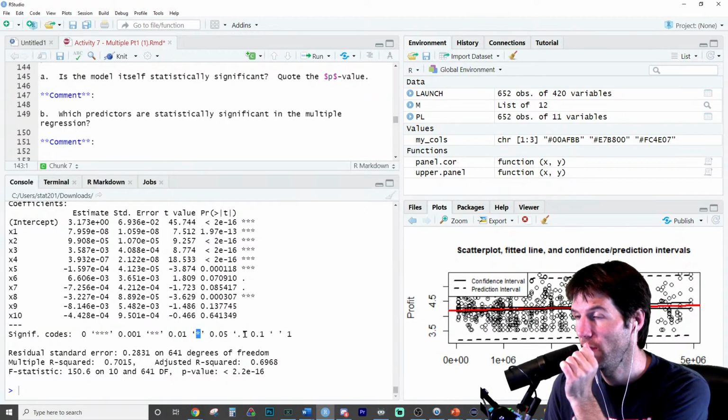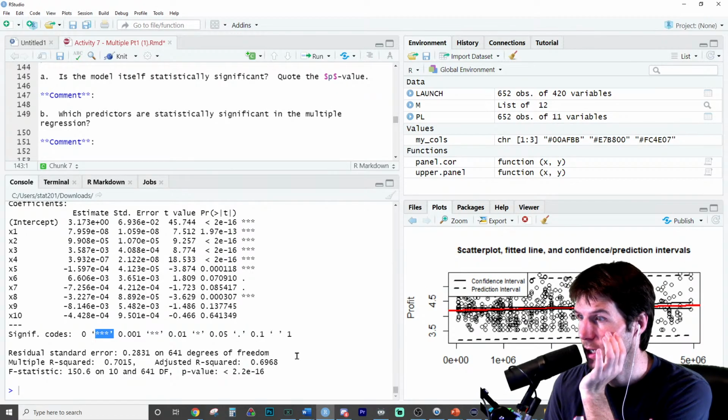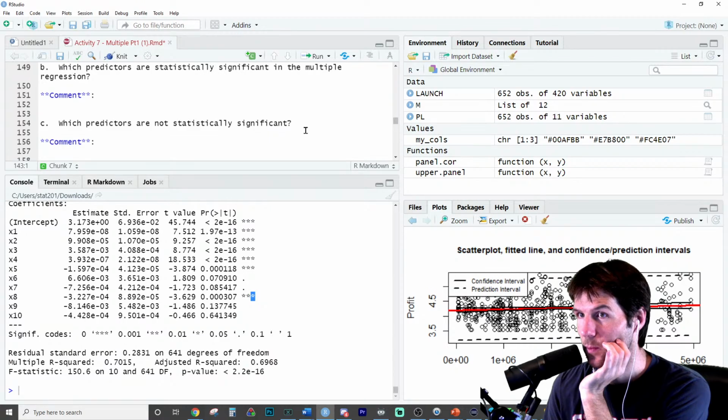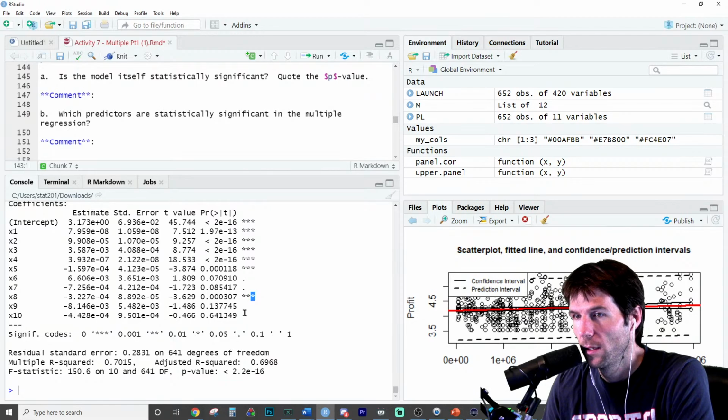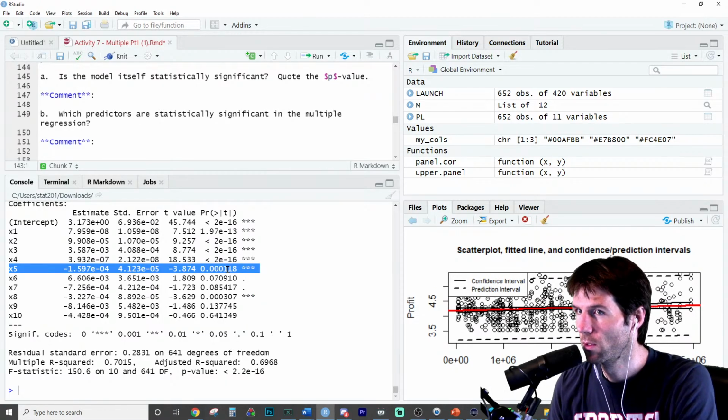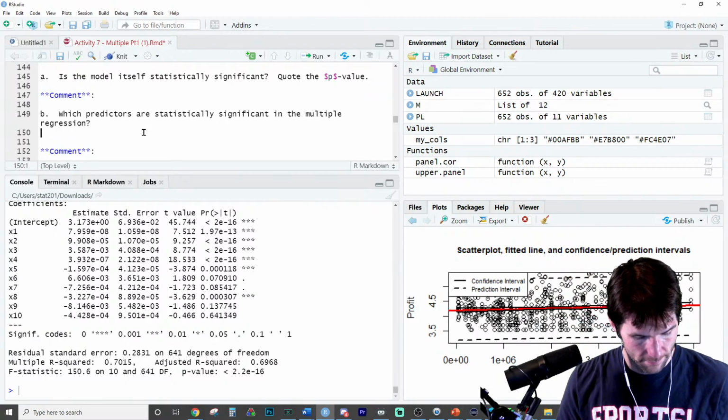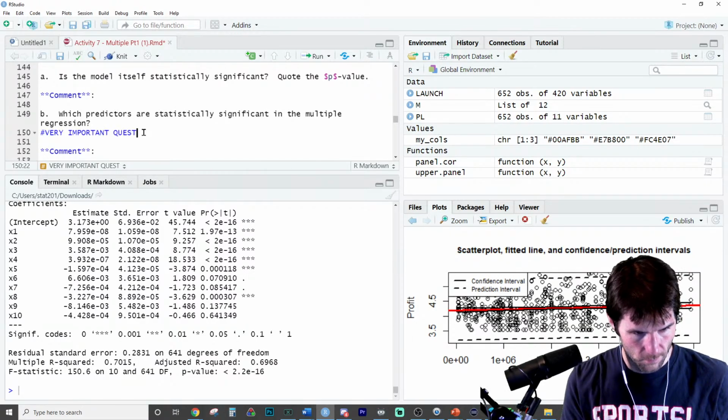So the 1 star is when you have at least a 0.05. The 2 stars when you have at least a 0.01. And the 3 stars is going to be when it's 0.001. So p-values between these ranges are going to have these denotations. So a really quick way to look at it is, does it have stars? And then what does this mean? We need to talk about that. What does it mean that x5 is statistically significant? Very important question.